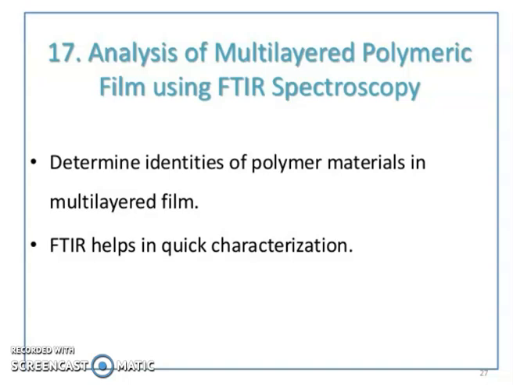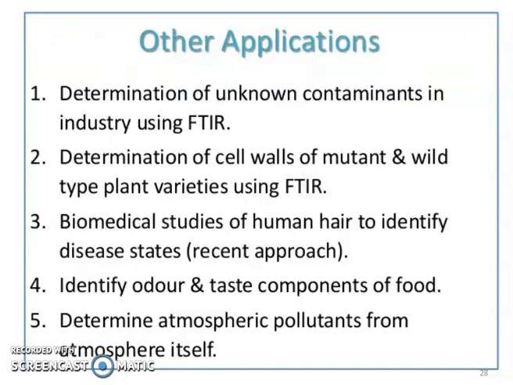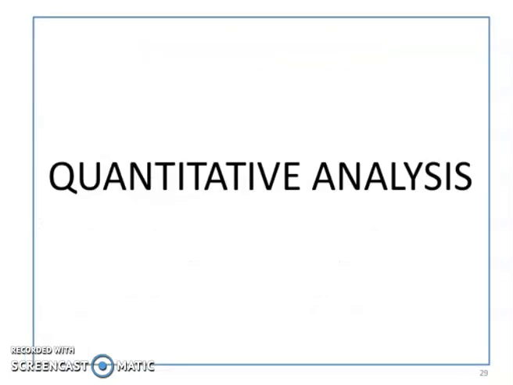So, analysis of multilayer polymeric film using FTIR spectroscopy. Determine the identification of polymer material in multilayer form. FTIR helps in quick characterization. Other applications like determination of unknown contaminant in industry using FTIR, determination of cell wall of mutant and wild type plant varieties using FTIR, biomedical studies of human hair to identify disease status, recent reports identify odor and taste components of food, determine atmospheric pollutants from the atmosphere itself.